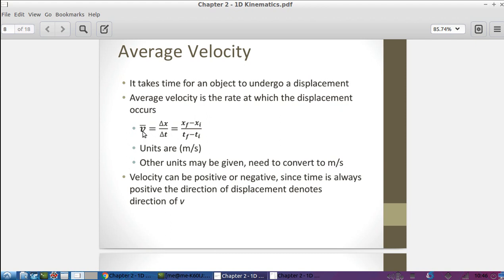So I'm going to call this average velocity. That horizontal bar above the variable v tells me average. So there are two types of velocity. There's average, and there's instantaneous velocity, right? The velocity at some point in time. We're not concerned with instantaneous velocity. That involves some calculus. This is an algebra-based course, so we're just going to talk about average velocity. So the definition of average velocity is displacement over time.